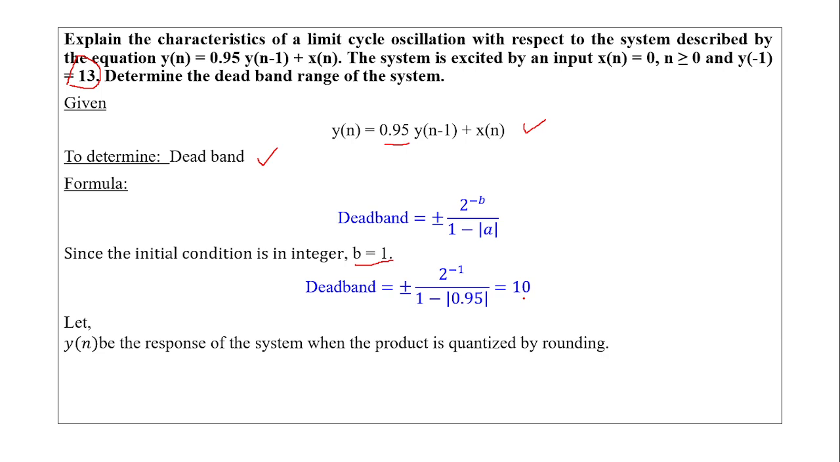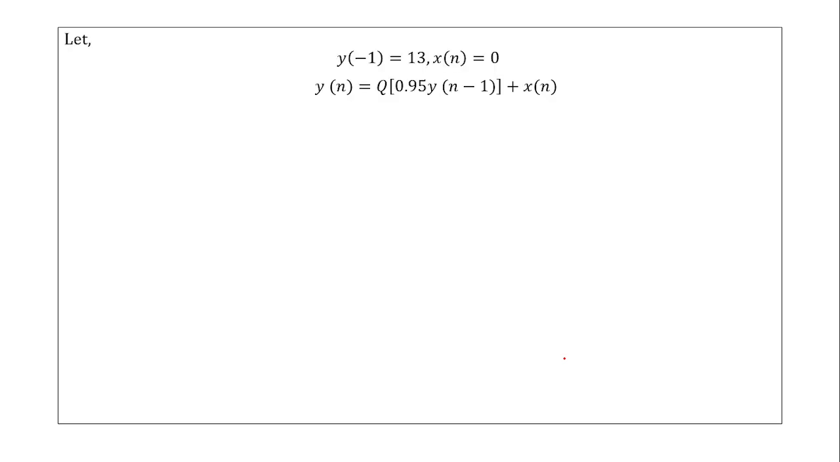So here let y of n be the response of the system when the product is quantized by rounding. Always while finding the limit cycle, we go for rounding. So here Q y of n equal to quantization of 0.95 y of n minus 1 plus x of n, the product quantization by rounding. The first step: y of n minus 1 equal to 13, x of n equal to 0. This is the condition they have given, and y of n equal to quantization of 0.95 y of n minus 1 plus x of n.